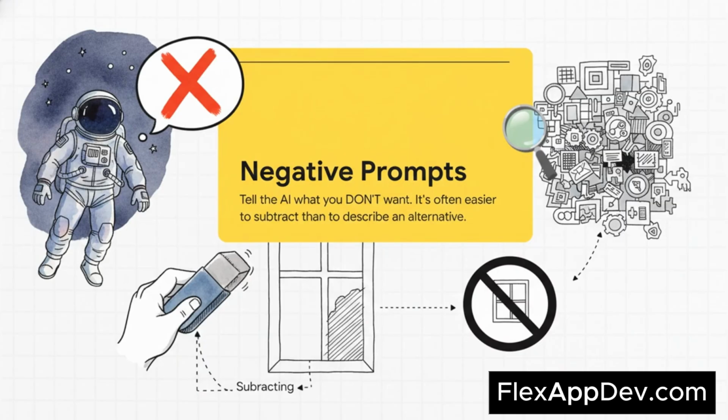Our last big troubleshooting tool is the negative prompt. Sometimes the easiest way to get what you want is to just tell the AI what you don't want. Instead of trying to describe some complex, windowless, concrete wall, it's just so much simpler to say, no windows. Sometimes subtracting is way easier than adding.